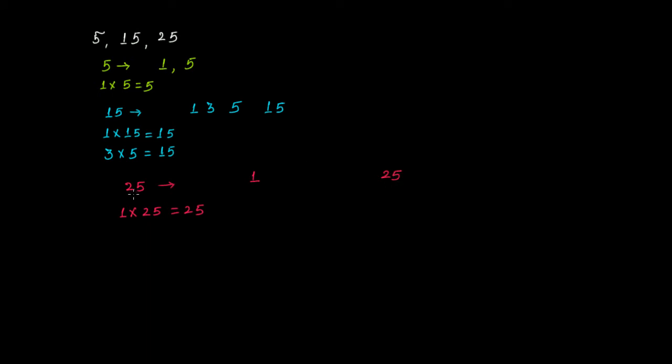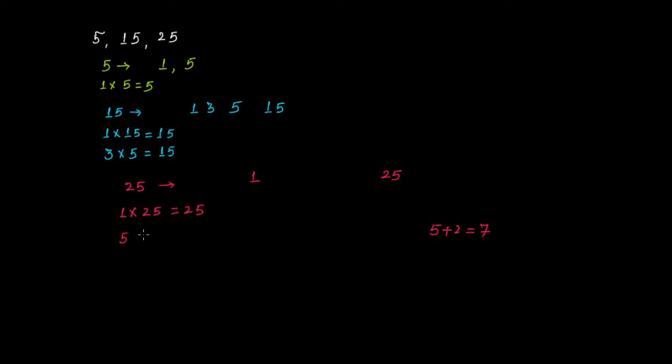Okay, is this number divisible by 2? No, this number is not divisible by 2 because it has 5 at its units place. Is this number divisible by 3? In order for any number to be divisible by 3, the sum of the digits should be divisible by 3. In this case, if you add the digits, you get 5 plus 2, which is 7, and 7 is not divisible by 3. Therefore, 25 is not divisible by 3. What about 4? No, it is also not divisible by 4 because it has an odd digit at the units place.